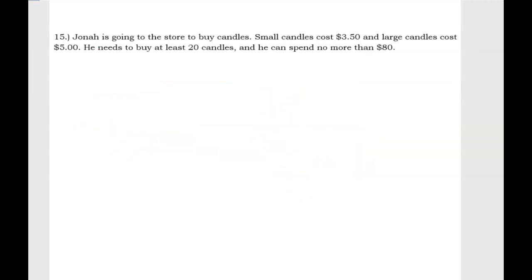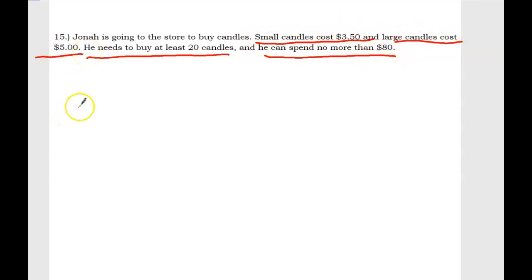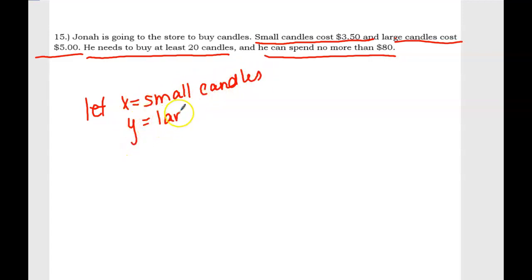All right. Number 15, Jonah is going to the store to buy candles. Small candles cost $3.50 and large candles cost $5. He needs to buy at least 20 candles. He can spend no more than $80. So we have small candles and we have large candles. So that's going to be our let statement. We don't know how many of each we have. All right, so let's let X be the small candles, and let's let Y be the large candles.